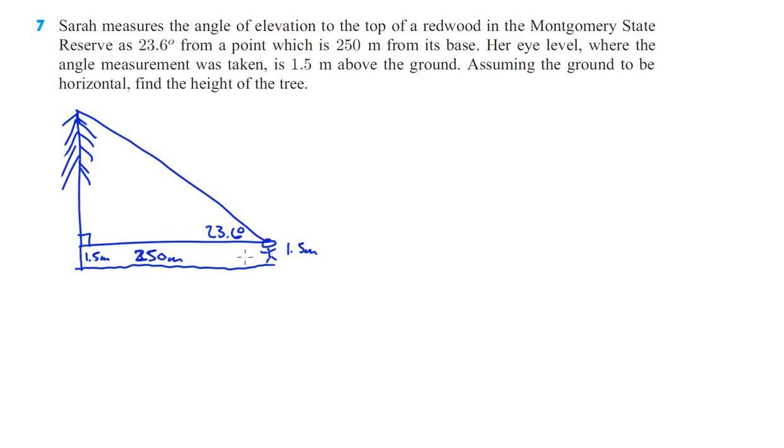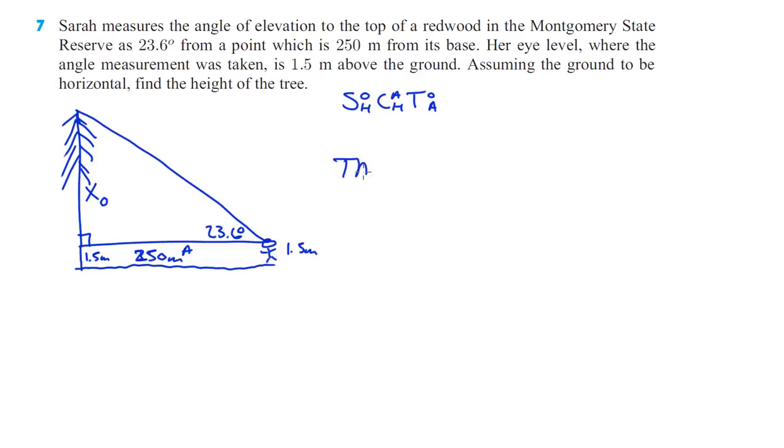So what we really want to do is ignore this 1.5 for now. We want to find the height of the tree, and then we can add on the 1.5 at the very end. So the height of the tree from her eye level, at 23.6 degrees: this side here is the adjacent, and we're looking for the opposite. So we've got our 23.6, and we have opposite and adjacent.